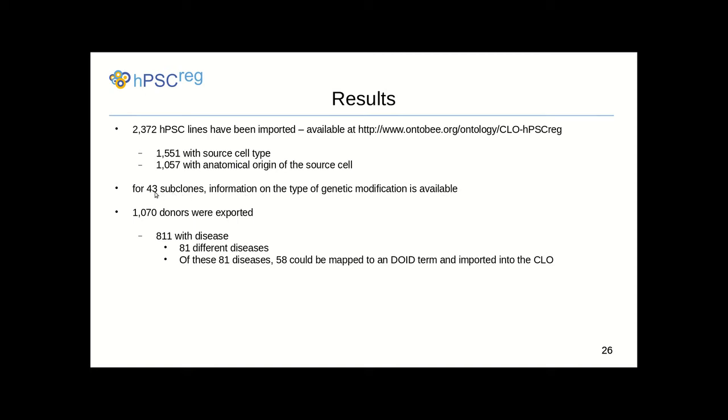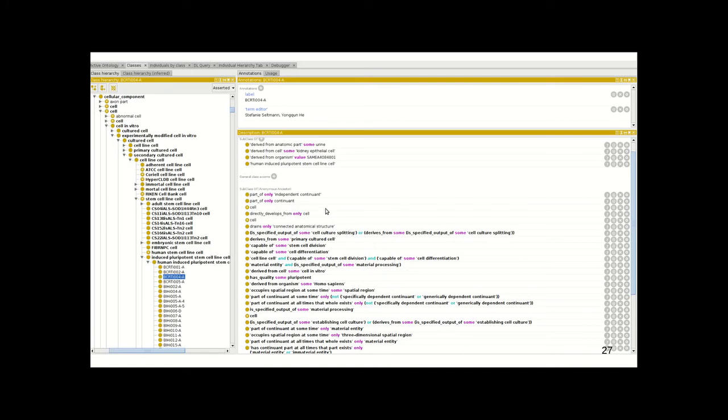This is quite few because currently this information is mostly available only as free text, which modification has been done, and therefore we can't map it yet to an ontology. Furthermore, we imported more than 1,000 donors, 811 of them are associated with a disease. Overall, we had more than 80 different diseases, and of these 81 diseases, 58 could be mapped to a disease ontology term and imported into the cell line ontology. And then we had a nice overview of the cell lines in hPSCreg and the cell line ontology with all the annotated properties.